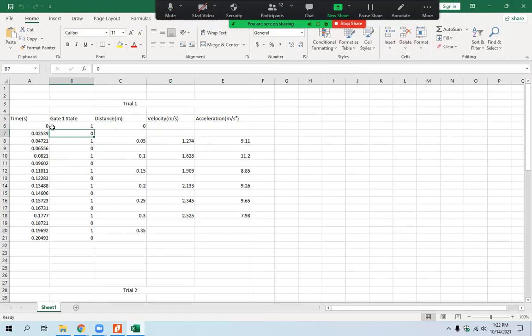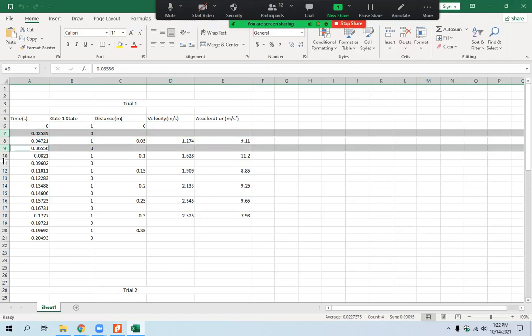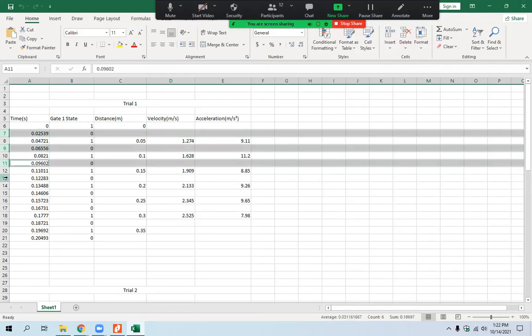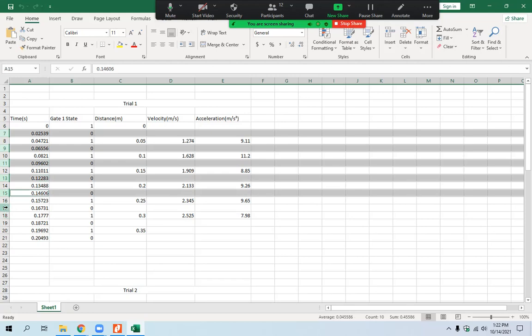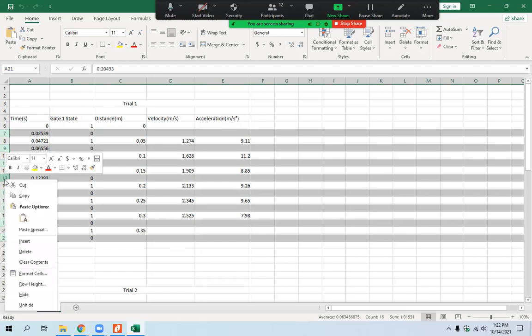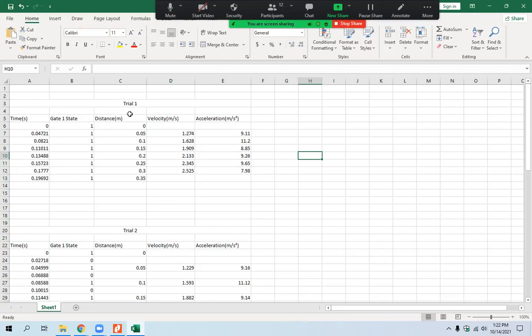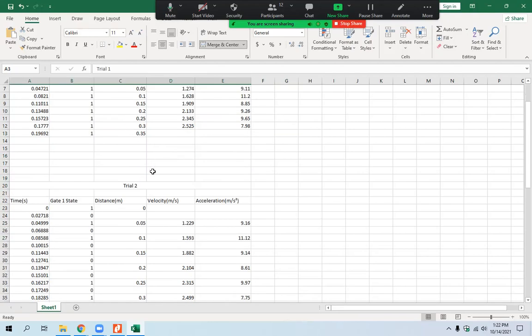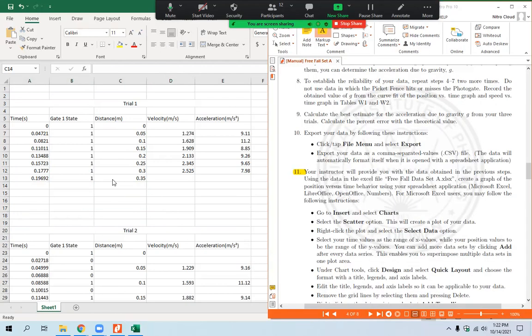So when you get your data sets, to simplify your plotting, you can just basically delete all your columns na gate 1 state ay 0, kasi wala naman data dito. So para mapadali buhay natin, delete lang natin yan. So your data is divided into 3 trials. Makita niyo naman mamaya kung para saan yung trials.